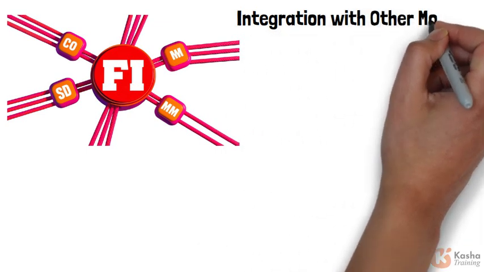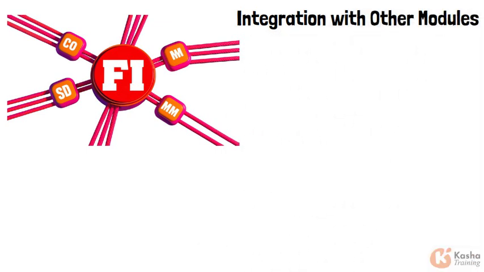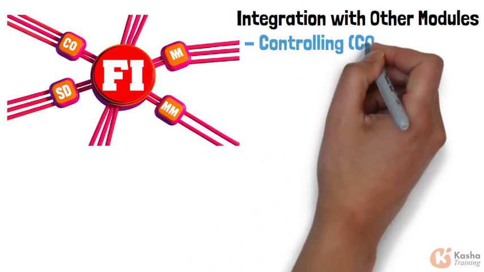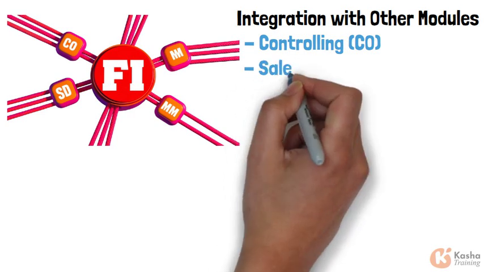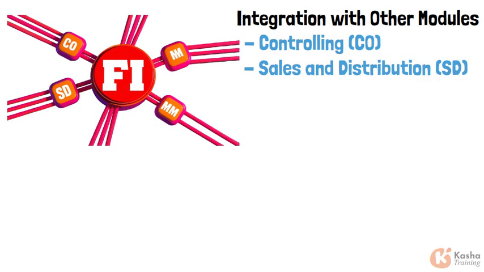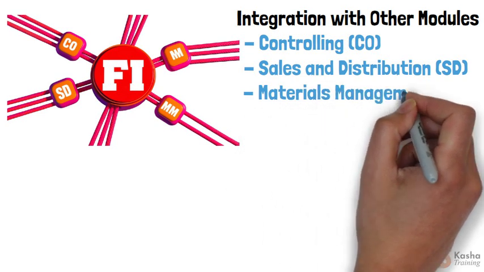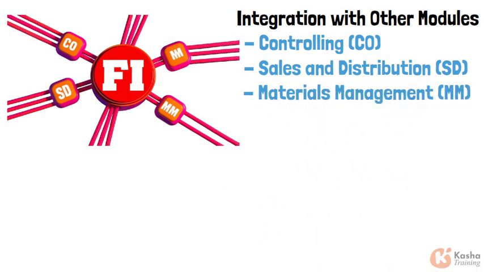Integration with other modules. SAP FI does not operate in isolation, it is integrated with various other modules. Controlling helps in monitoring costs associated with business operations. Sales and distribution, SD, links customer transactions directly to financial accounting processes. Materials management, MM, integrates procurement processes with financial data.